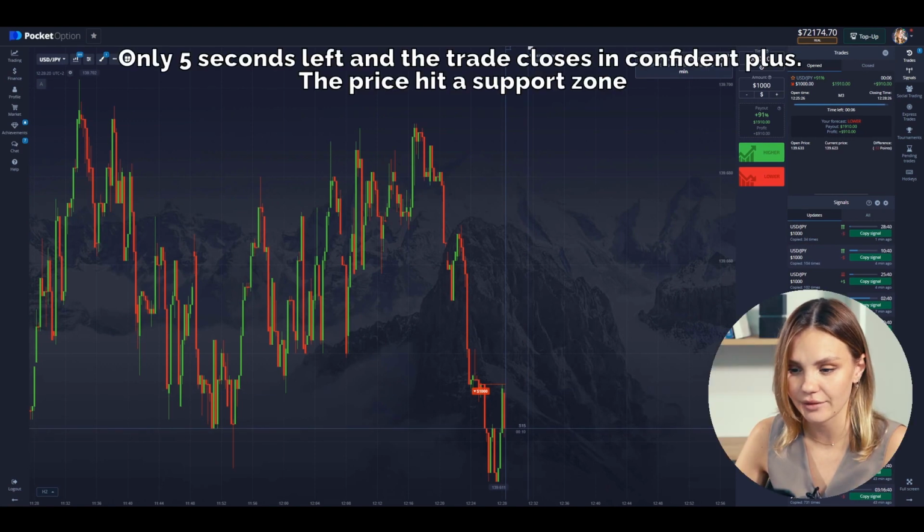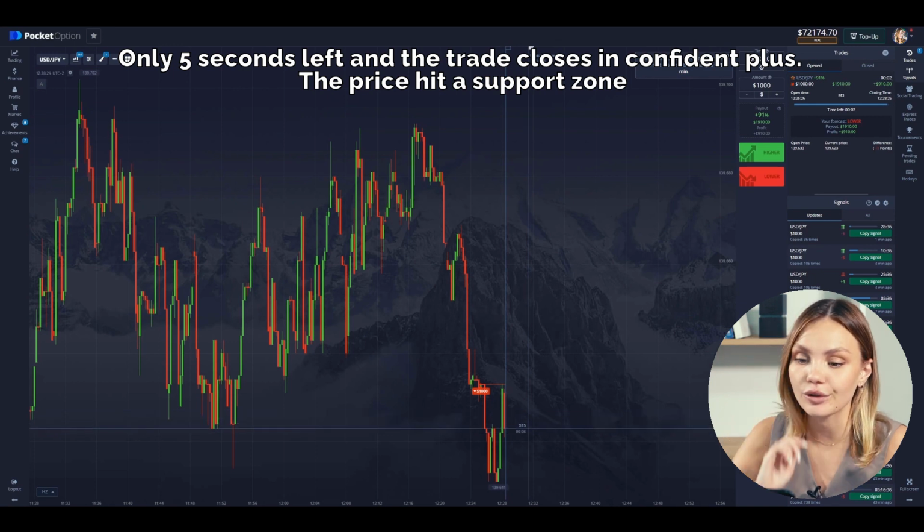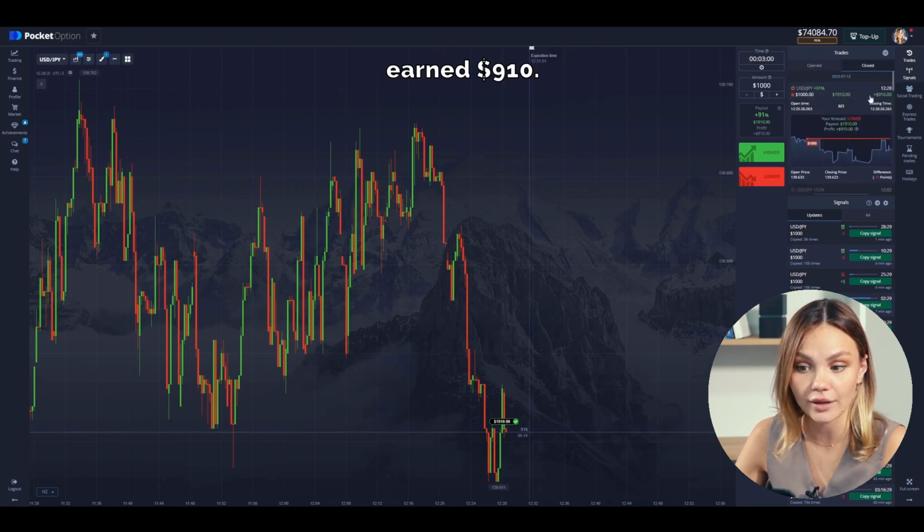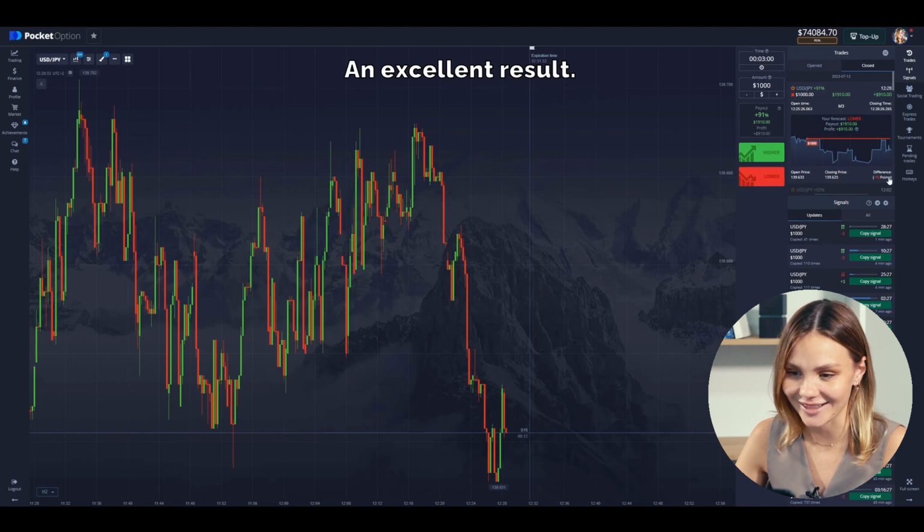Only 5 seconds left and the trade closes in a confident plus. The price hit a support zone and bounced back, but not high enough to cause me a loss, so in just 3 minutes I earned $910, an excellent result.